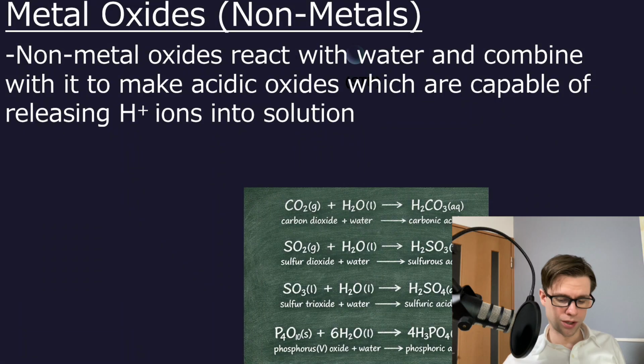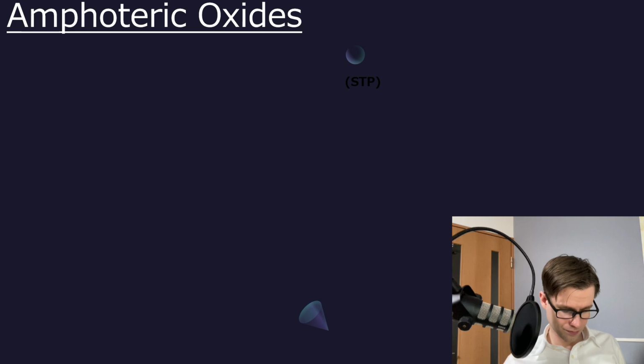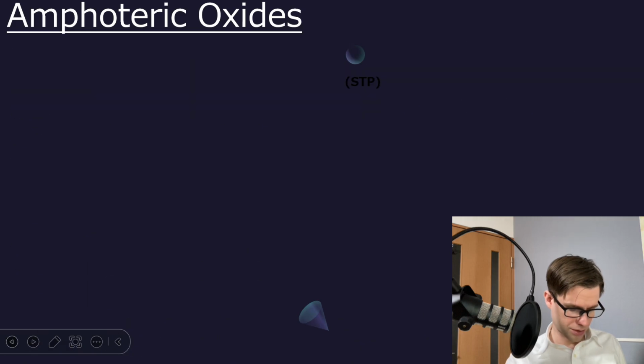Non-metal oxides react with water and combine with it to make acidic oxides, which are capable of releasing H+ ions into solution. We have not studied acids and bases really yet, but I've mentioned a few times that things that release H+ or hydrogen ions are considered more acidic. So that comes into play here. These dissolve into solution and create acidic solution. And I had a couple examples there.